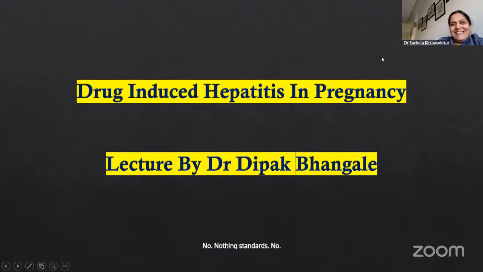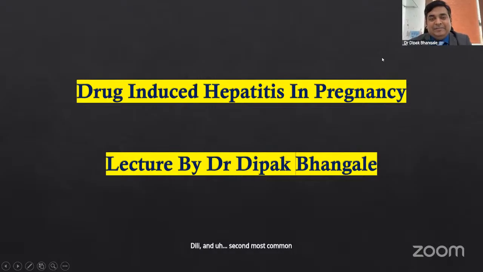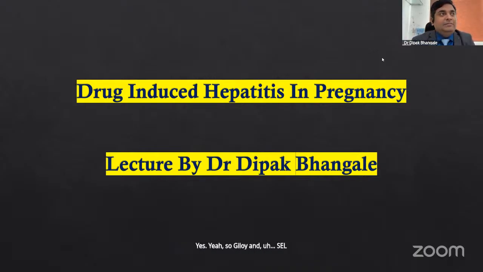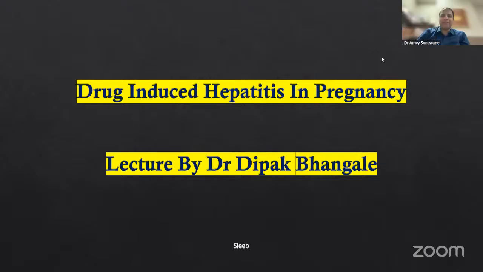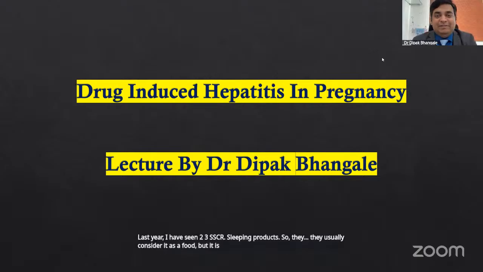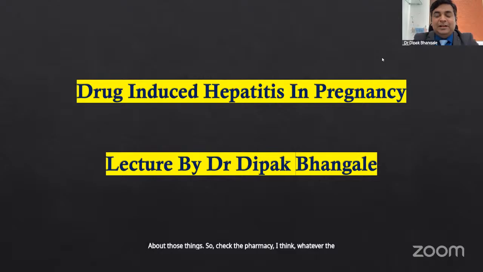So in India, the most common cause of DILI that we see is anti-tubercular drugs, and the second most common is complementary alternative medications. Yes, that is the second most common we see, especially in ACLF. Giloy and I think the Herbalife products also. Last year I have seen 2-3 cases. Slimming products. They usually consider it as food, but it is herbal. So we need to ask them about those things also. Correct. So check the pharmacy. Whatever the prescription, correct it, and then diagnose the other disease also, whatever you are searching for in the liver injury.